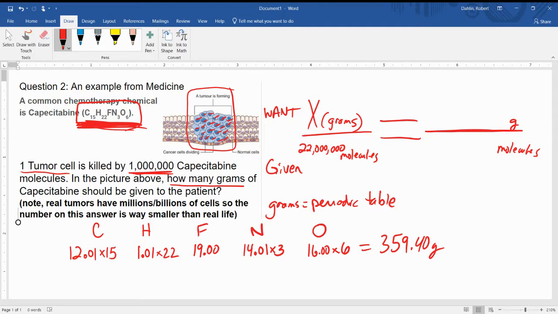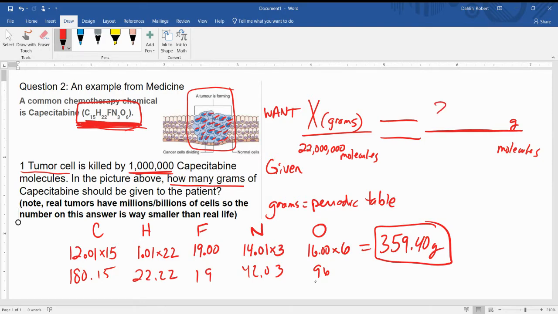So I got my carbons, I'm just going to write that out, 180.15. This is going to be 22.22 plus 19. This is 42.03, and that's going to be 96. Add them all together: 359.40 grams. Now again, where does this number go?